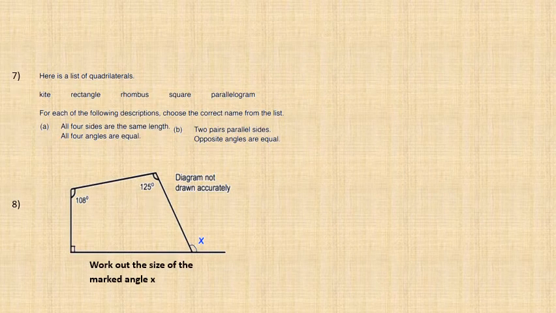Here is a list of quadrilaterals. He gave me here a list of quadrilaterals: kite, rectangle, rhombus, square, parallelogram. For each of the following descriptions, choose the correct name from the list. Here he needs me to have a shape with all 4 sides the same length and all 4 angles equal. So in this case it's going to be a square.